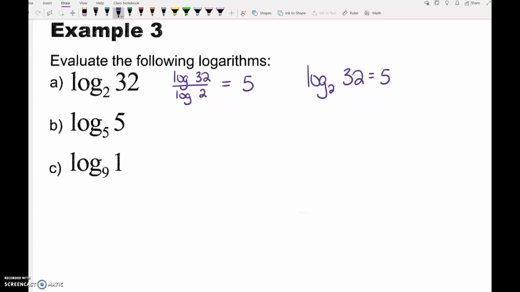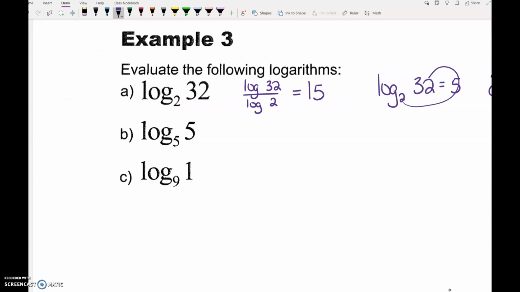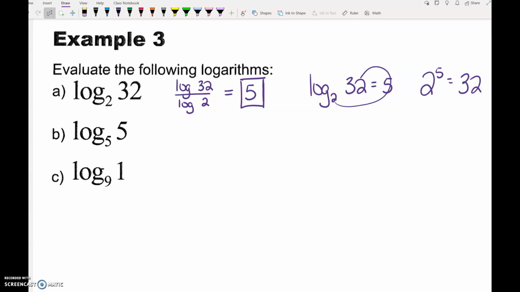If we wanted to, I could go a little bit further and check this. If you do the log-ride, 2 to the 5th is 32. And if you know anything about 2 to the 5th, that does indeed equal 32. But ultimately, we're looking for what this equals. It equals 5. So I want you to try doing these next two on your own. Pause the video, try the next two.